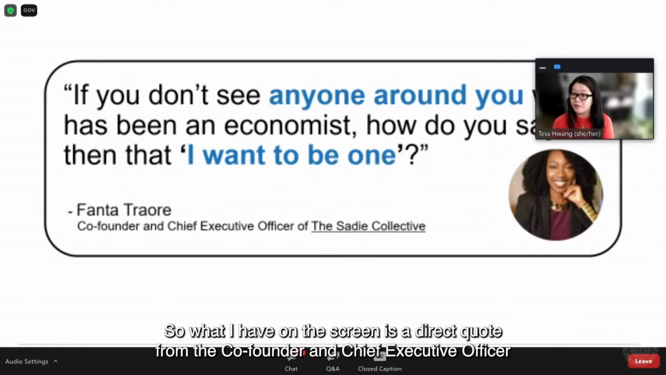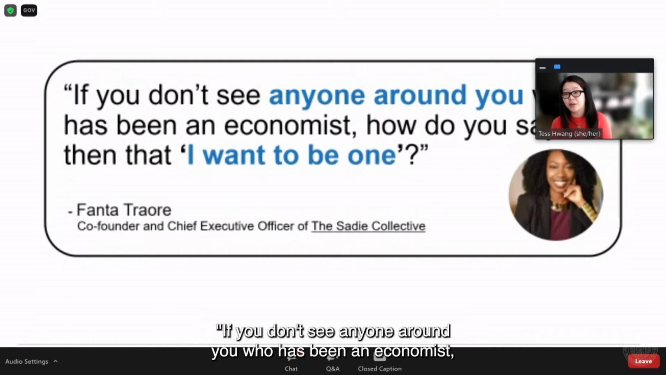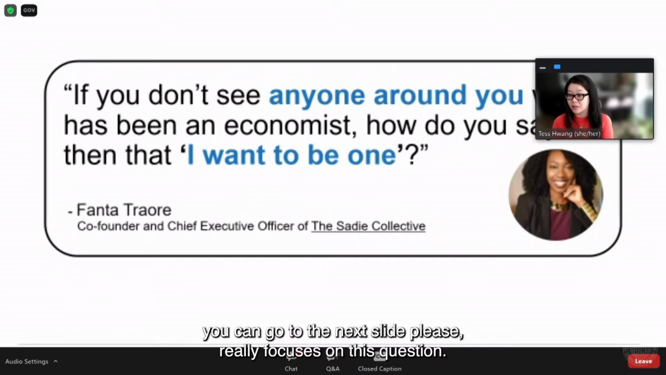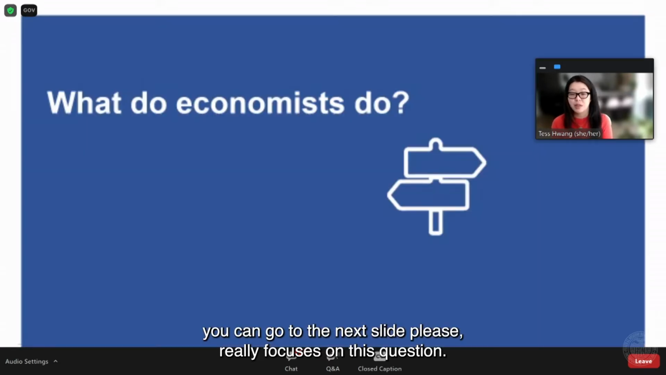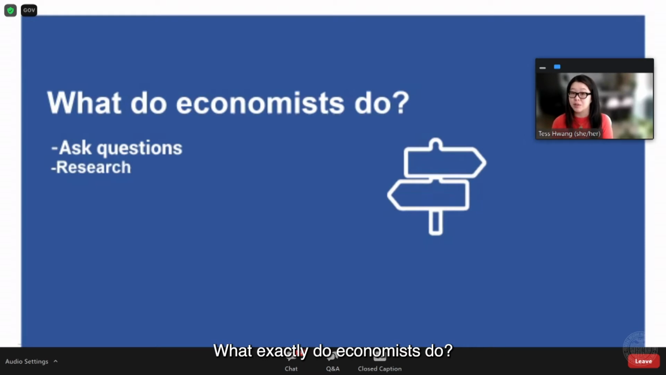What I have on the screen is a direct quote from the co-founder and chief executive officer of the Sadie Collective, Bentley Torore: If you don't see anyone around you who has been an economist, how do you say then that I want to be one? So this 4-page activity sheet, you can go to the next slide, please, really focuses on this question: what exactly do economists do?